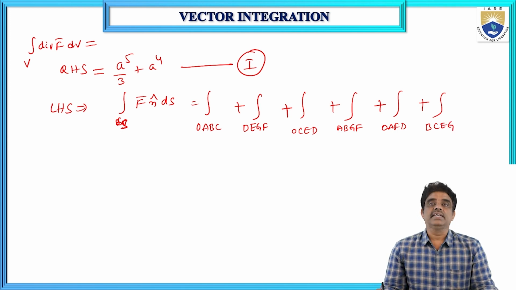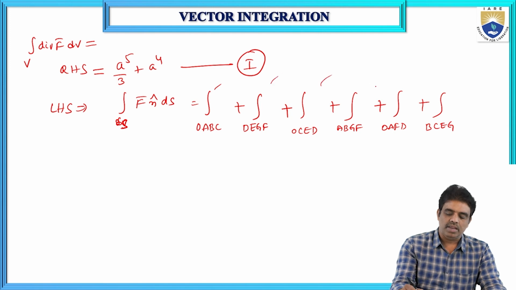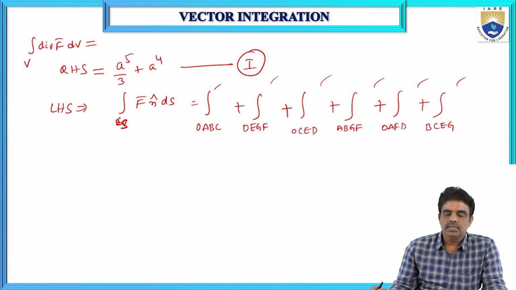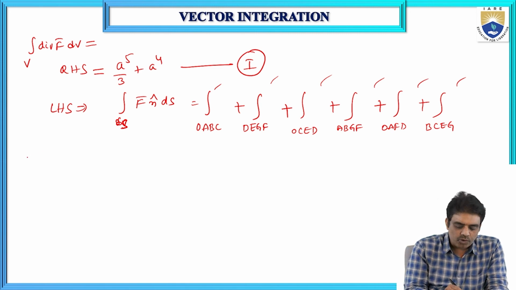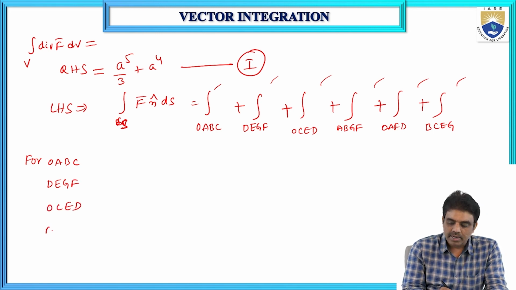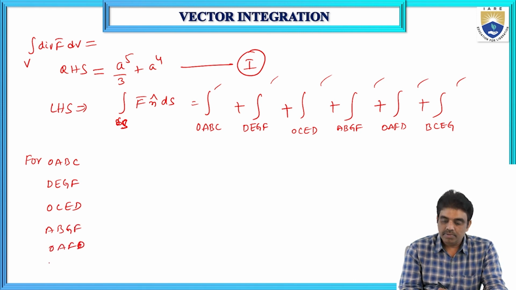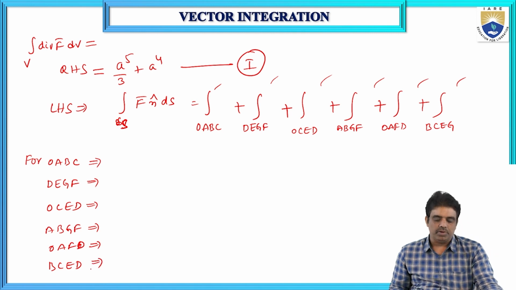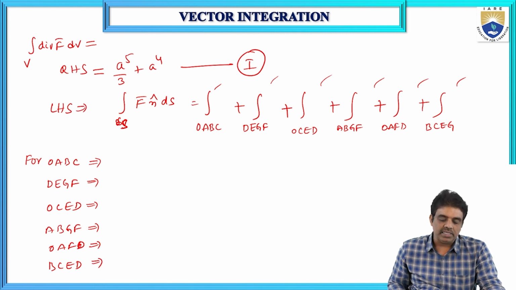So to find the surface integral, you need to consider all the 1, 2, 3, 4, 5, 6 faces. You have to evaluate the integrals along the surfaces: for OABC, DEGF, OCED, ABGF, OAFD, and BCEG. I will write one by one. What are the equations? What are the outward normal vectors? Those things are important.